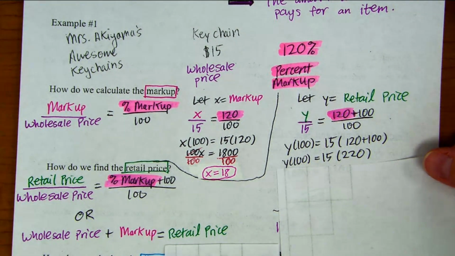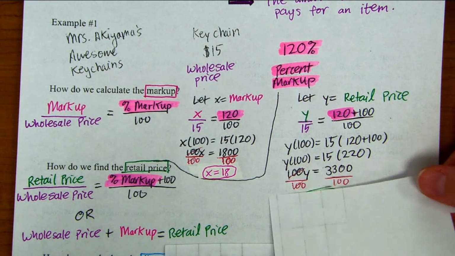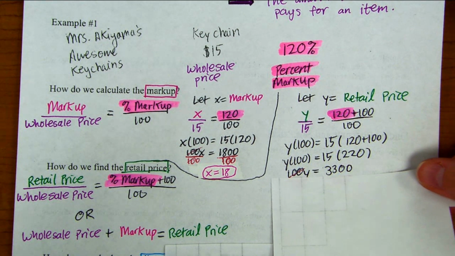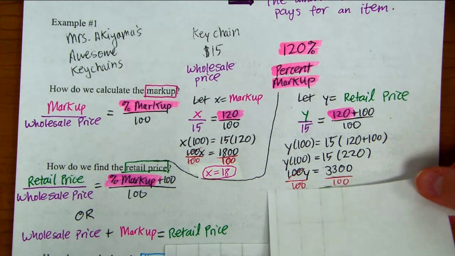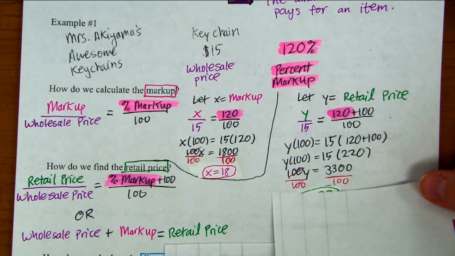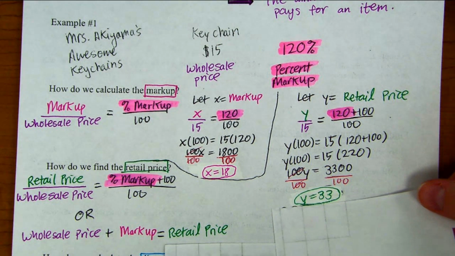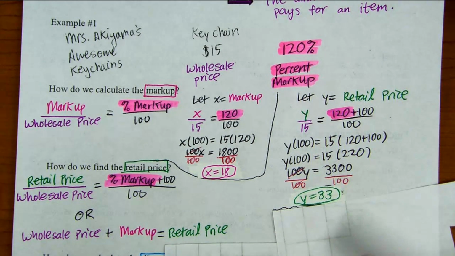And from there, you can go ahead and simplify to get 100y equals 3,300. And finally, we divide both sides by the coefficient of y to get that the new retail price is going to be $33. So this is what would be listed on the website if someone came to buy the item.